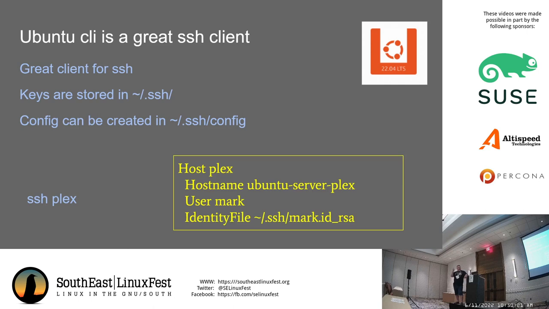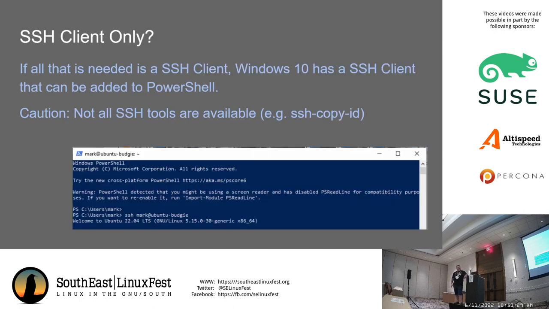So all that stuff you can do on Ubuntu CLI, I think it's a great SSH client. Now, if you only need SSH, someone may say, well, I can get SSH in PowerShell. Yes, that is available now. But your corporate team may say, no longer are we going to give you PuTTY. You can't have Ubuntu. Use PowerShell. Well, you know what? Not everything's available. In fact, ssh-copy-id isn't there, or I haven't found it. So keep that in mind.